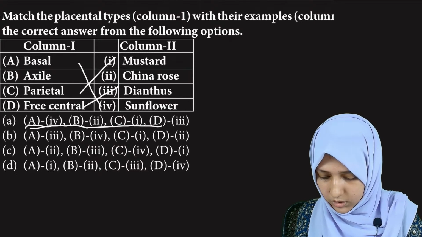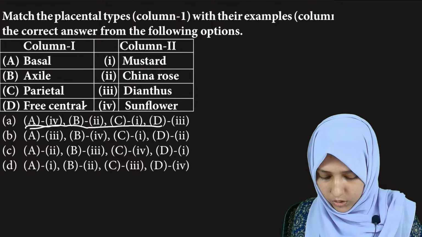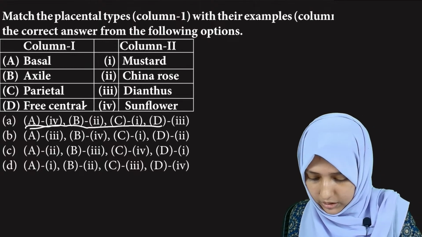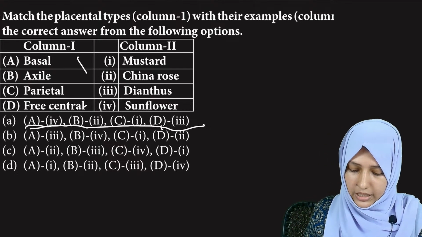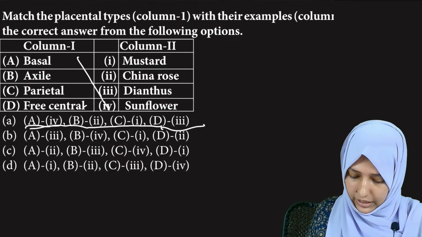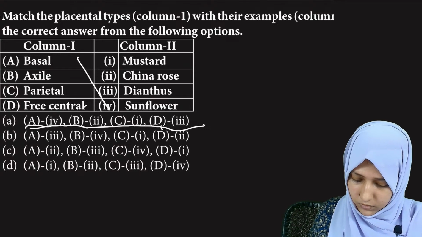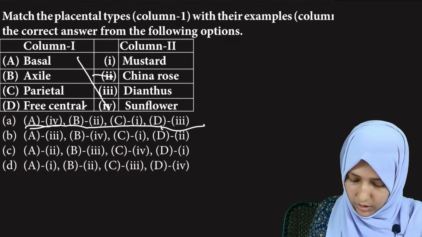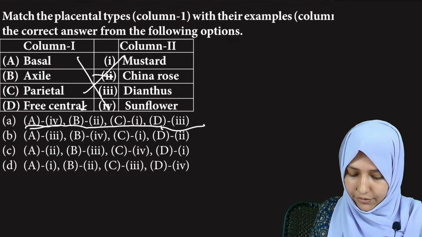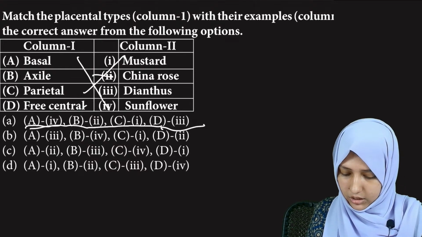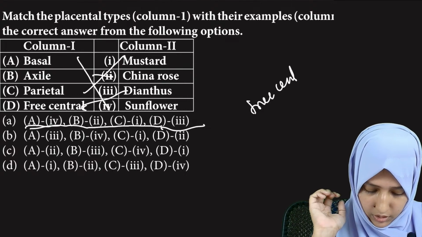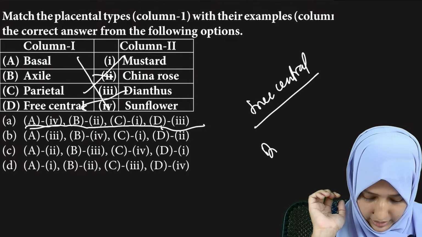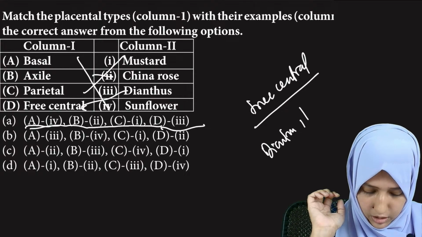B for 2 and C for 1, D for 3, which means basal is sunflower, axile is China rose, parietal is mustard, and free central is dianthus. Example for free central, there are 2 examples. What are they? They are dianthus and primrose.